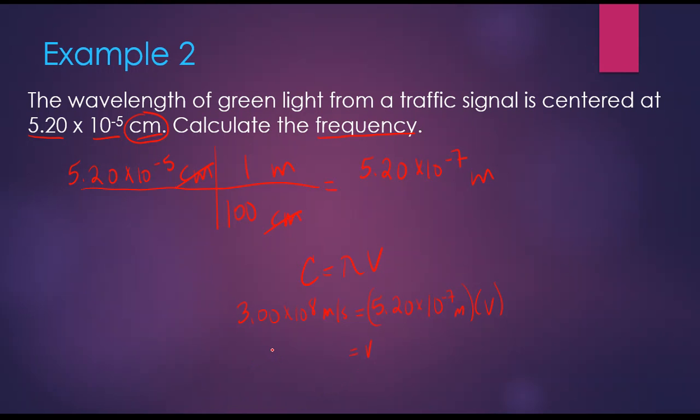So once again, rounding to 3 significant figures, since our measured value up here has 3 significant figures, this is going to end up being 5.77 times 10 to the 14th. Once again, the meters will cancel, so I'm left with 1 over seconds or hertz as my final answer for the frequency here.